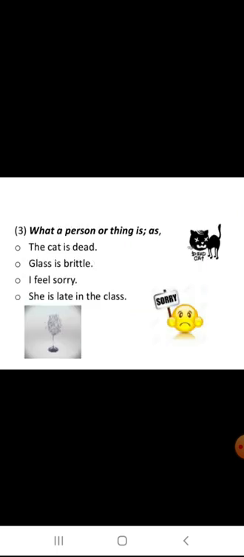What is done to a person or thing? That also we have to express through a verb. Sarah was scolded. The window is broken. So, what is done to a person? That we are expressing through verbs.